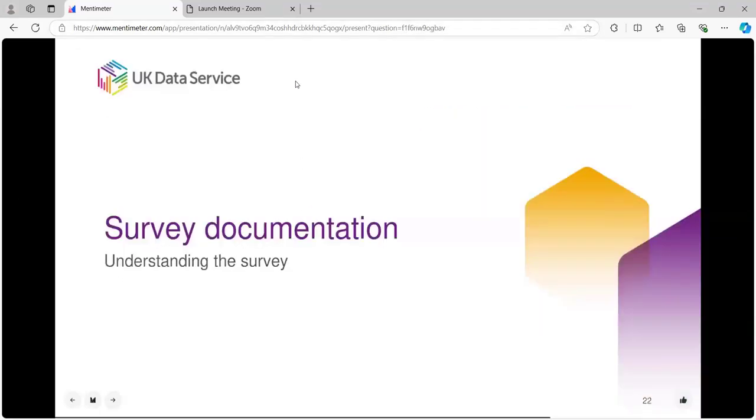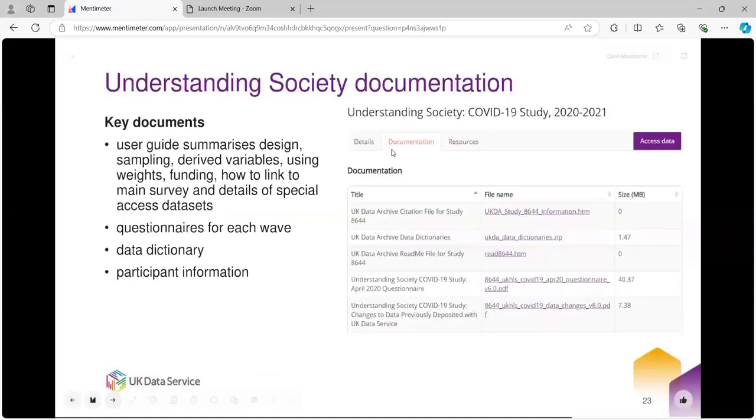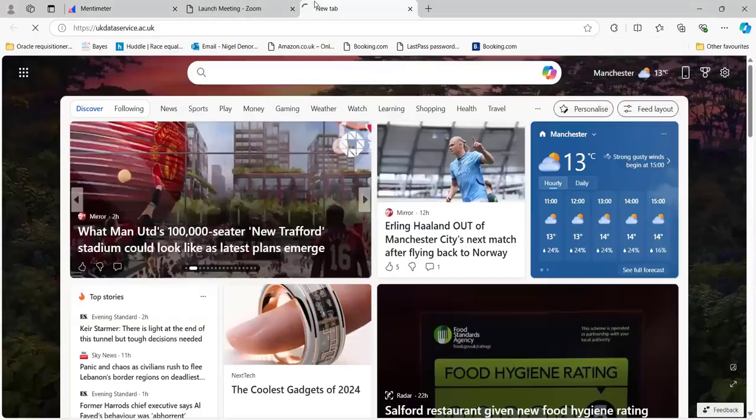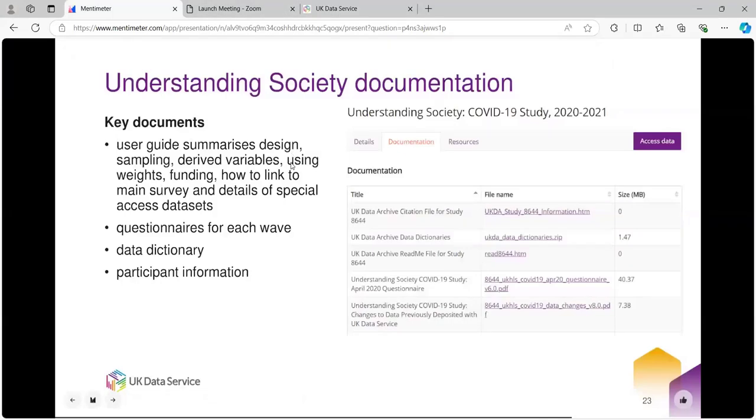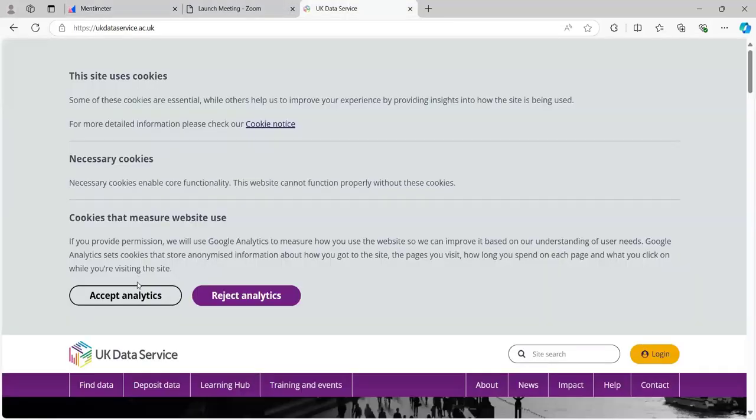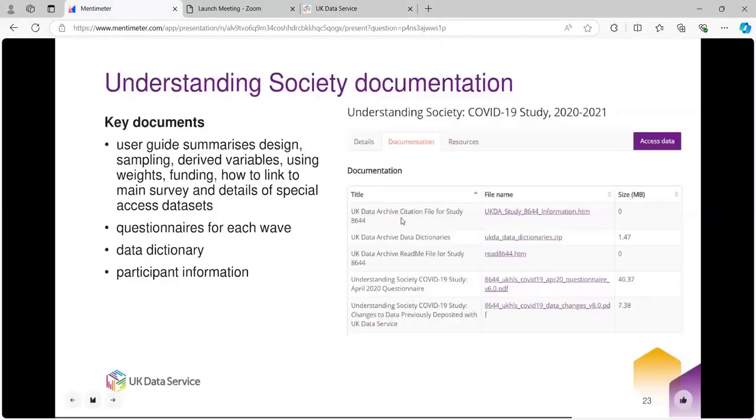So what I'm going to do now is just talk about the survey documentation, and I'm going to jump out of this in a minute to show you. So I'm talking about understanding society. So understanding society is a long-running, longitudinal study of households and individuals. Typically, it runs every year and picks up, so you can analyze change within individuals and households over a period of time. I mentioned before the COVID study. So we're going to take a look at that.